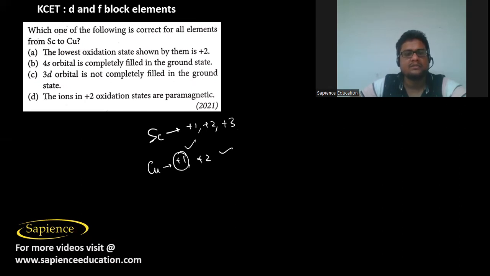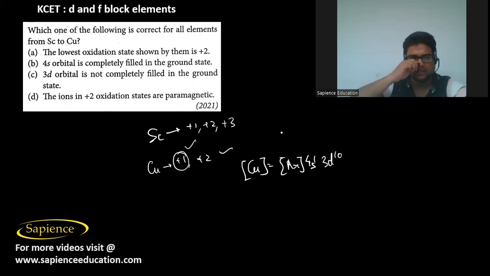4s orbital is completely filled in the ground state, which is wrong. Since why? In case of Cu, the electronic configuration for Cu is argon 4s1 3d10. So here 4s orbital is not fully filled in the ground state. And 3d orbital is not completely filled in the ground state, that is also wrong, since 3d orbital is fully filled in the ground state for copper.